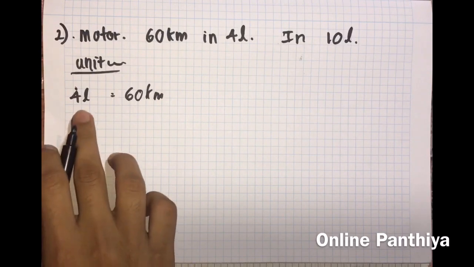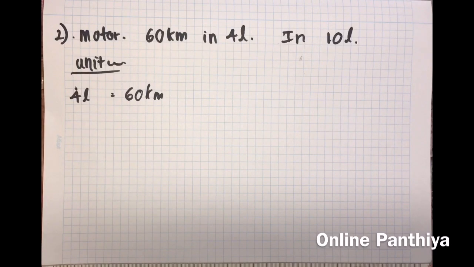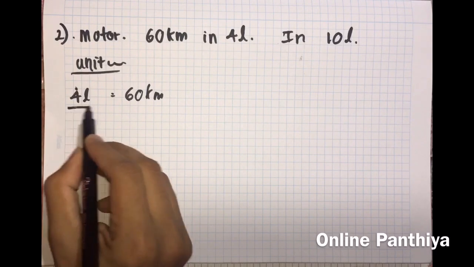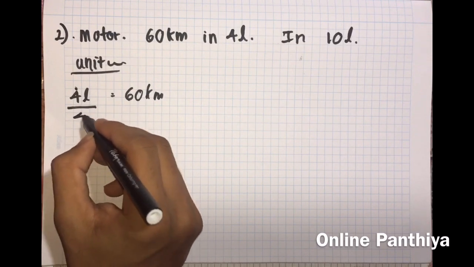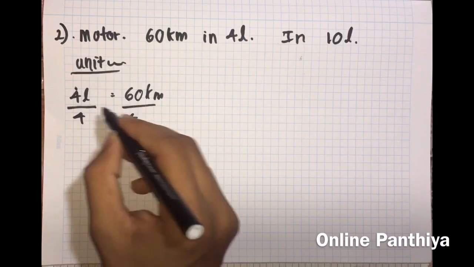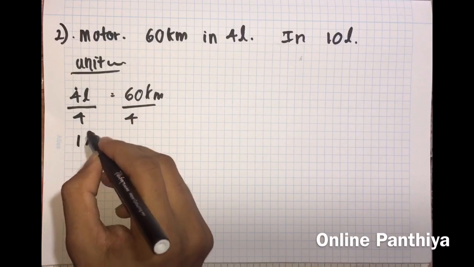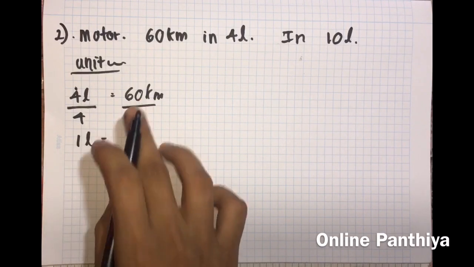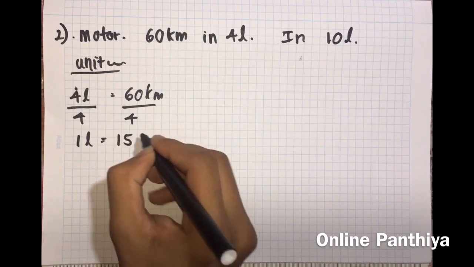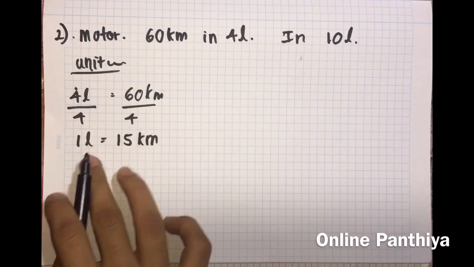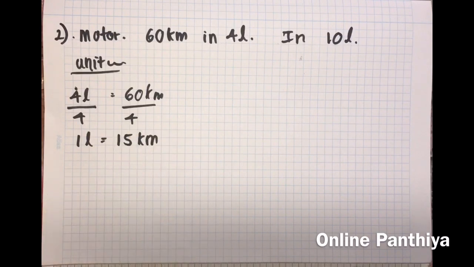Yes, you have to use the unitary method. You have to find the value for 1. That means for 1 liter, how much? Then you have to divide both sides by 4 in order to get 1. So here you have 1 liter. There you get, 60 divided by 4 is equal how much? Yes, 10 and 5, 15. So you get 15 kilometers. In 1 liter, the car travels 15 kilometers.